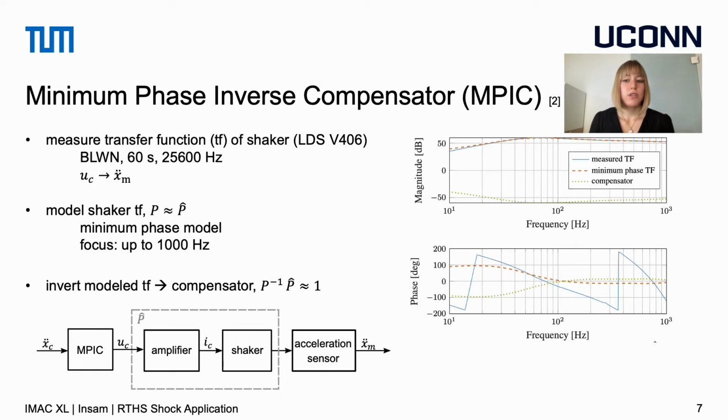Here you can see the measured transfer function in blue and the minimum phase transfer function in orange. The minimum phase part of the transfer function still contains the correct magnitude over the whole frequency range. However, the minimum phase part has a phase error. There is a large discrepancy between the measured transfer function and the minimum phase model that is used as inverse compensator. So we expect that the phase error will still be very large, and we need to enhance this minimum phase inverse compensator by an additional compensator.